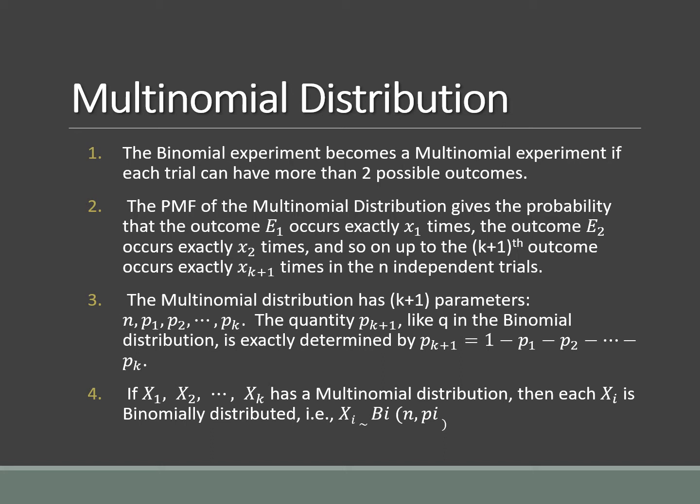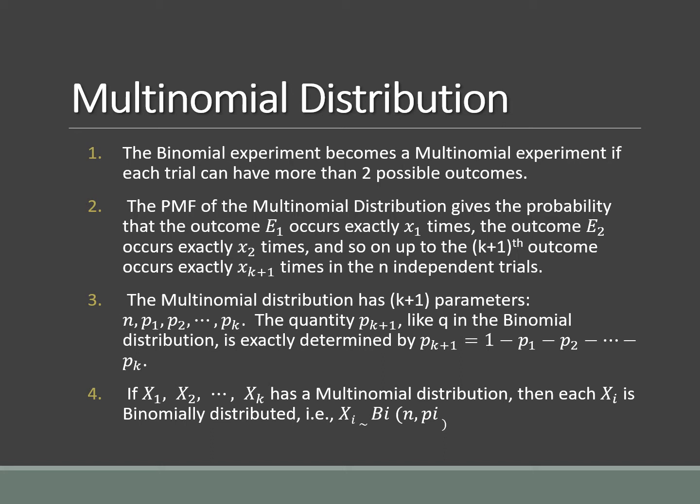Next, the multinomial distribution has k plus 1 parameters. So as you could recall, if there are k plus 1 outcomes, there are k random variables. But we still have k plus 1 parameters because we have n, which is the number of trials, and then the k other parameters, which are p sub 1, p sub 2, up to p sub k, which is the probability of resulting to that ith outcome.